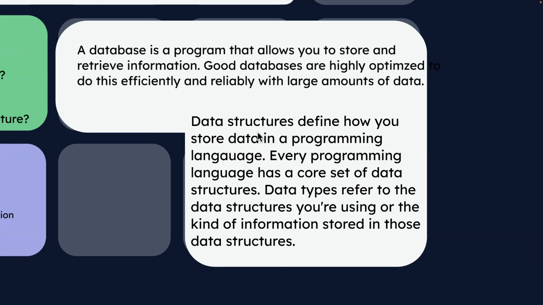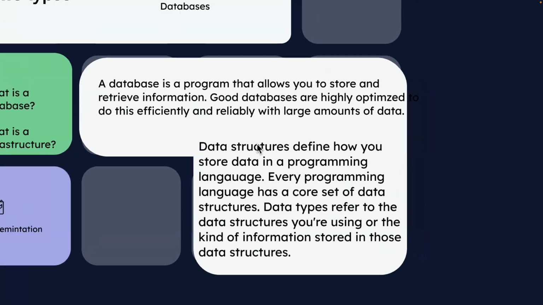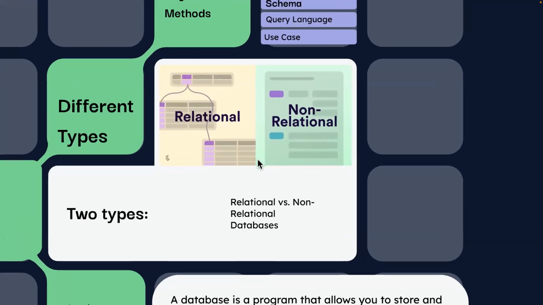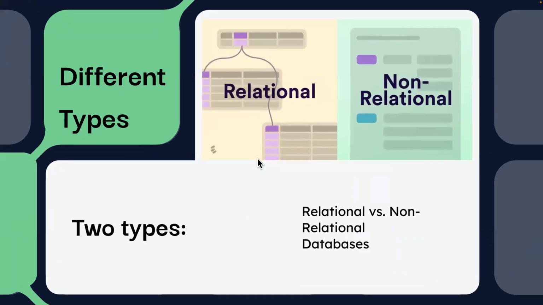All right, so let's dive in. This is what this slide is about. We have two different types: relational and non-relational databases. Okay, so I'm going to give us a quick introduction to the different types of databases. And this here, even though it has the titles in front of it, is a really good illustration. So this is a relational database, and this is a non-relational database.